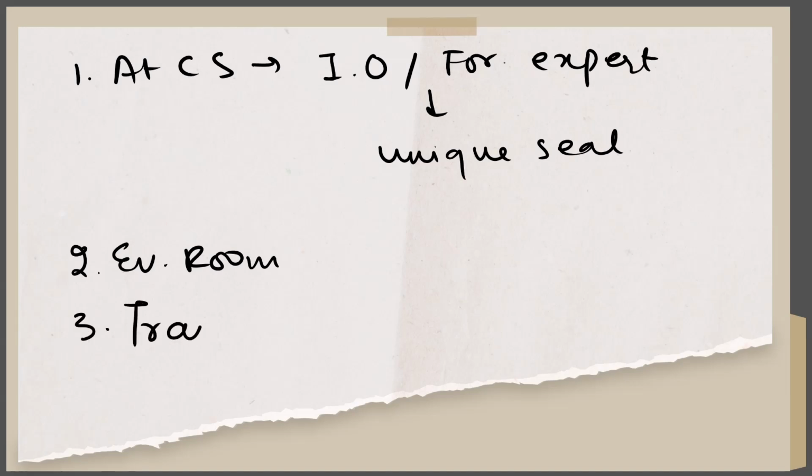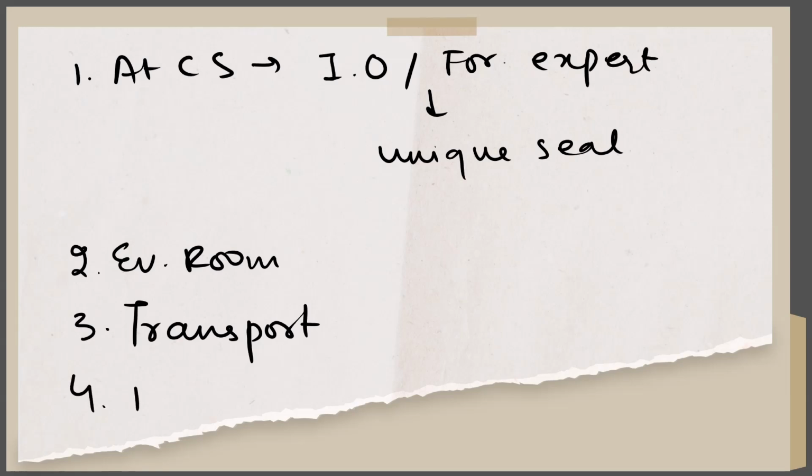Then comes the transport, which is during the transfer to the forensic lab. A designated officer takes the parcel. They sign the register saying, "I received this in a sealed condition," and all the transfer details are documented. Seals are also checked upon receipt.